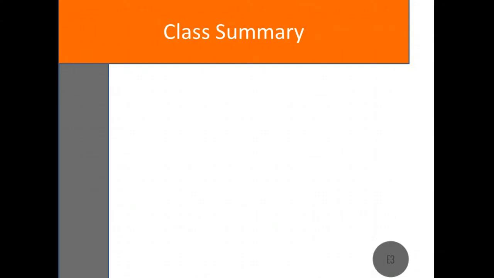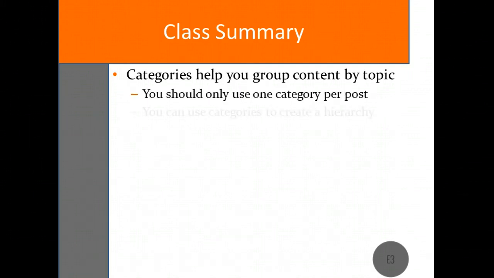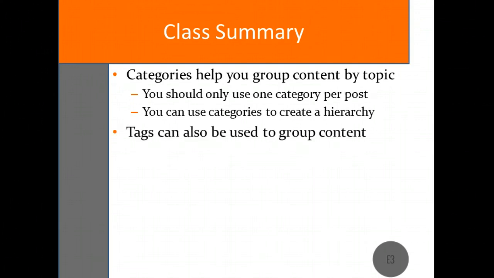Let's recap what we've covered in today's class. You can use categories to help group your posts in a more logical and comprehensive manner. You should limit your posts to one category per post. Categories can be arranged to create a hierarchy which will allow you to place categories under other categories on your site. Tags can also be used to help distinguish content.